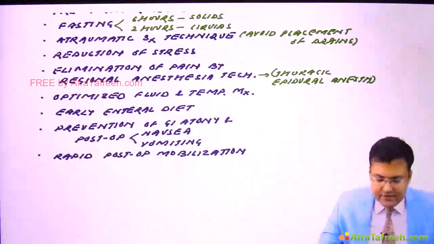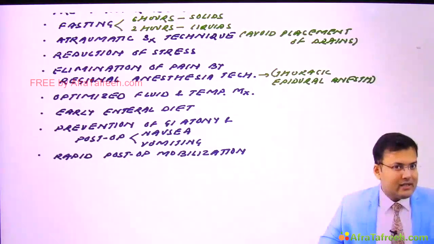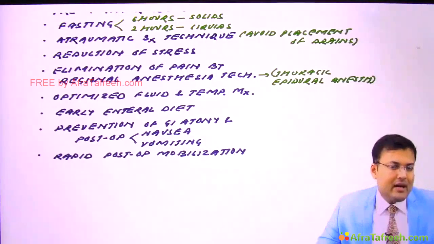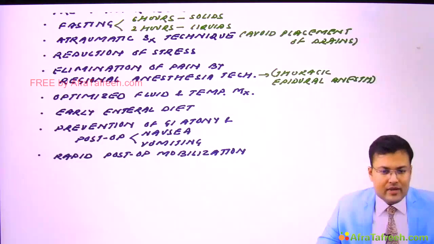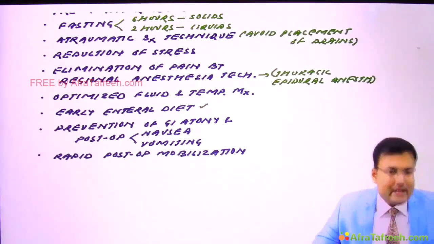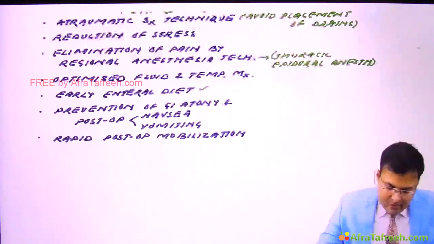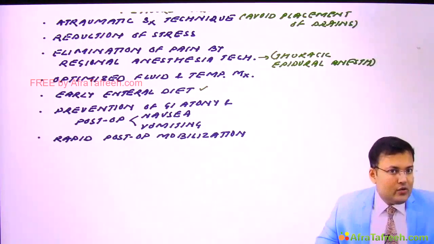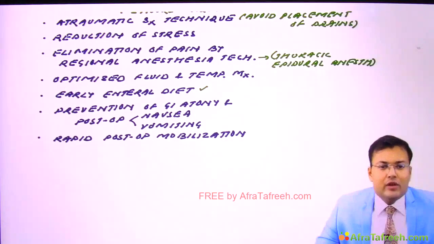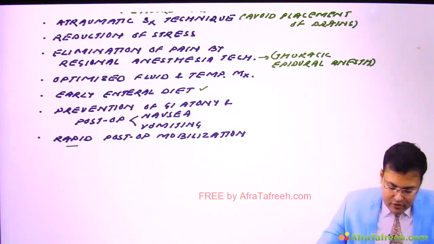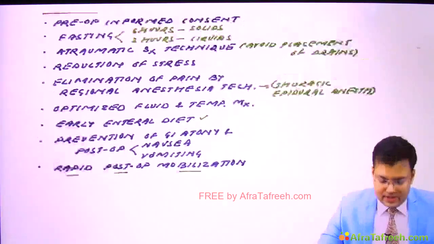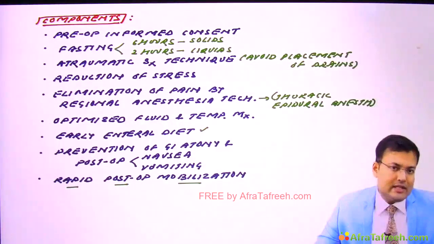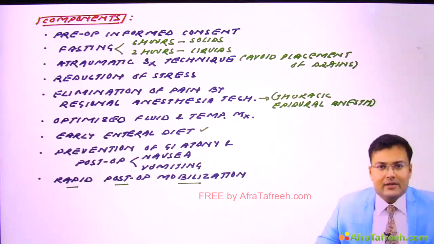We have to optimize fluid and temperature management, and we discussed that fluid overload should be avoided because fluid overload leads to bowel edema and prolonged ileus. We have to start early enteral diet to prevent GI atony and post-op nausea and vomiting. During anesthetic management, generally we avoid opiates, and we have to follow rapid post-operative mobilization. Clear? So these are the components of fast track surgery, which is also known as enhanced recovery after surgery.